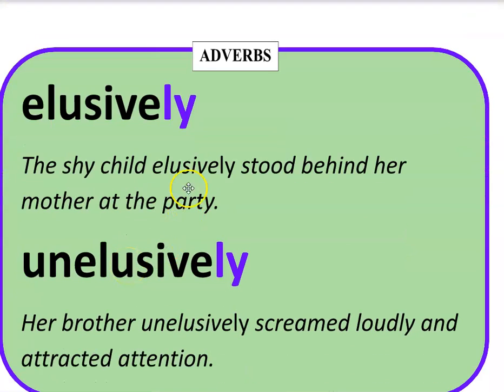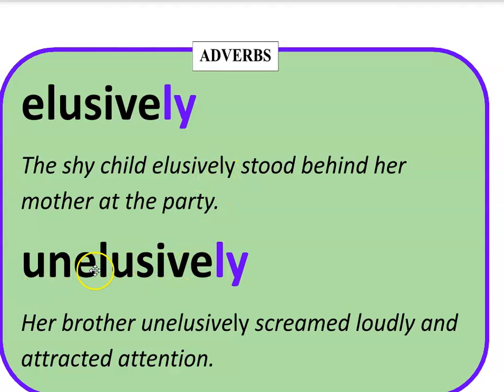If we look at the adverb form, we add our ly on to the end of the adjective elusive. We add ly to make the adverb, elusively. The shy child elusively stood behind her mother. So how she was standing. It's describing our verb stood here. So how the child stood was elusively. So it was the manner in which she stood. The manner in which she stood was having the quality of avoiding detection. So she didn't want people to see her.